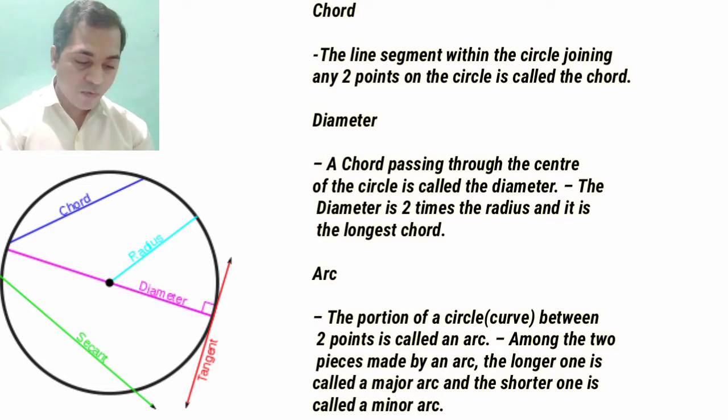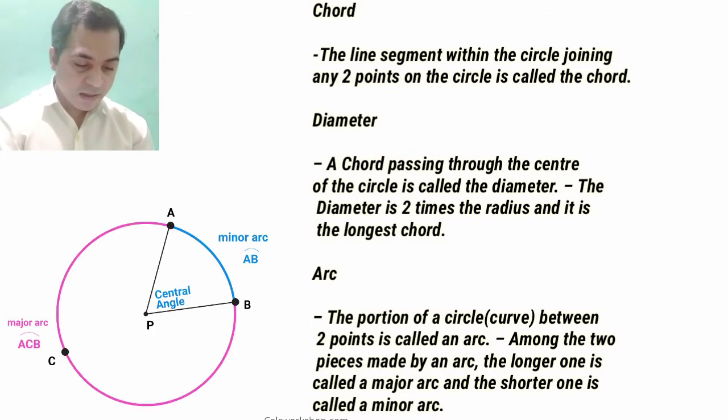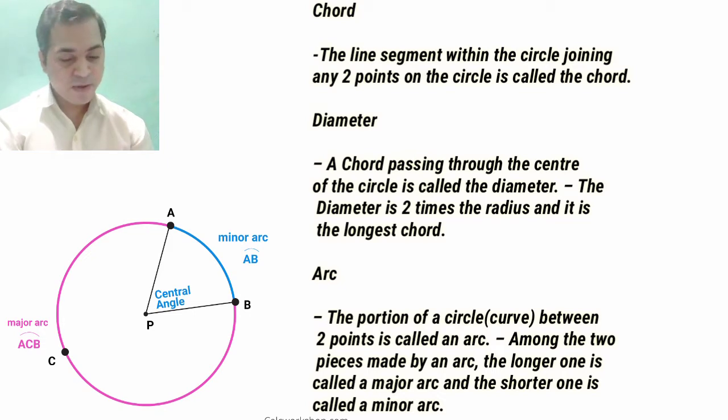Arc: the portion of the curve between 2 points is called an arc. Right students? So in the given diagram you can see that there are two types of arc, minor arc and major arc. Among the two pieces made by the arc, the longer one is called the major arc and the shorter one is called the minor arc. Right students? Now moving to the next slide.